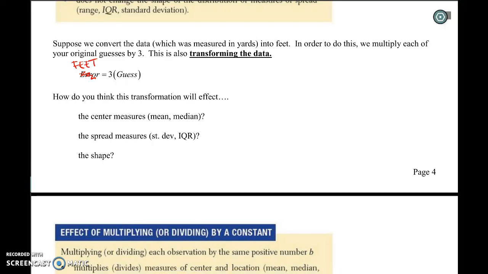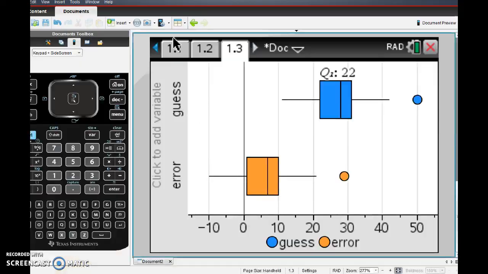But this is a multiplicative transformation. So how do you think this is going to change the measures of center and the measures of spread and the shape? So again, maybe pause the video and think about it. See if you can figure it out.